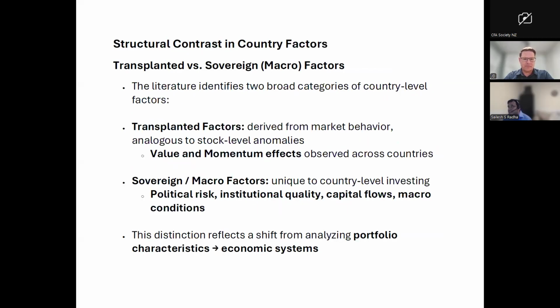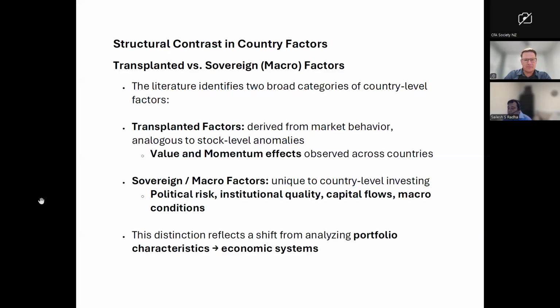There are two kinds of factors when you talk about the categories that apply to factor-based country investing. There are two kinds of distinction that are made in research. One is the transplanted factors, the ones we borrowed from factor-based stock-level investing, like value and momentum. Second, which is pretty much an addition, are the sovereign or macro factors, like political risk, institutional risk, capital flows, news. A lot of other things happen at the country level, and they're an addition that you don't see at the firm level. This is where the framework expands beyond traditional factor-based equity investing. So factor-based country investing integrates market-based factors with sovereign macro drivers, expanding beyond traditional equity factor frameworks.